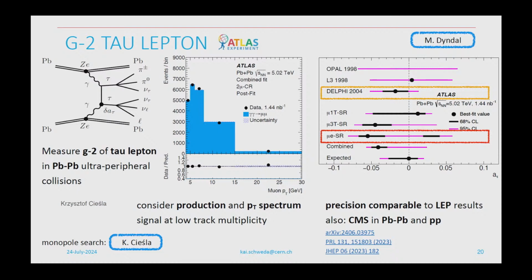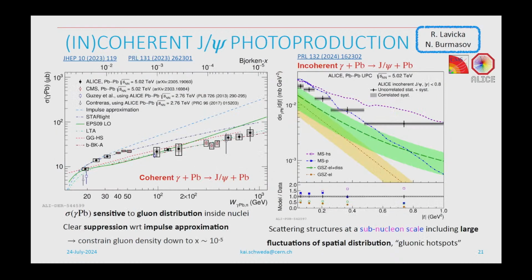And ATLAS has used these collisions to measure the anomalous magnetic moment of the tau lepton. The photon couples to the magnetic moment of the tau lepton, and ATLAS used particularly the pT dependence, which is especially sensitive to the magnetic moment, and reaches a precision which is comparable to the lab experiments. There's also data from CMS in lead-lead and pp collisions. ALICE has measured the gluon distribution, which shows strong suppression.